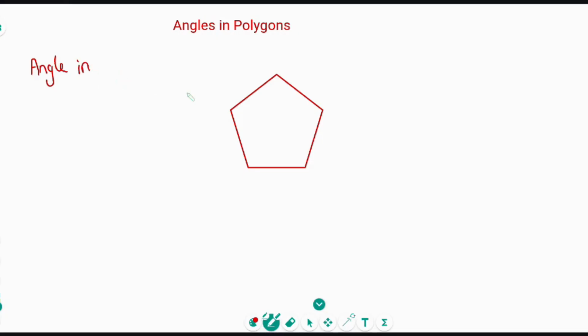This is a pentagon. It's a regular pentagon, which means all the sides are the same length and all the angles are the same. So for the angle sum, that just means the total of all the angles in that shape. And to find that, you would do n minus 2 times 180, where n represents the number of sides.